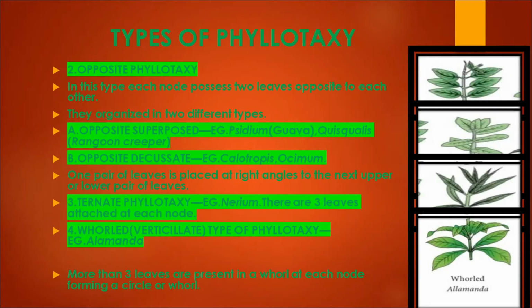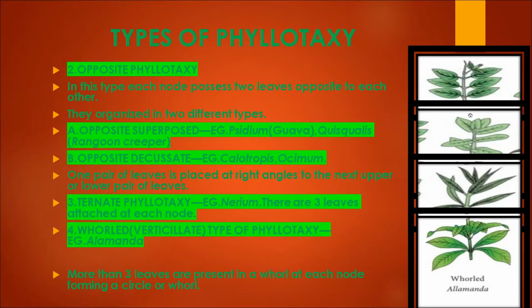Opposite phyllotaxy. Here in this type, each node will possess 2 leaves on opposite sides, and they are organized again in 2 different types, namely opposite superposed. This is the opposite superposed, example Goa. So here you can see the leaves are arranged on the opposite side at a single node. 2 leaves are arranged at the opposite sides at a single node.